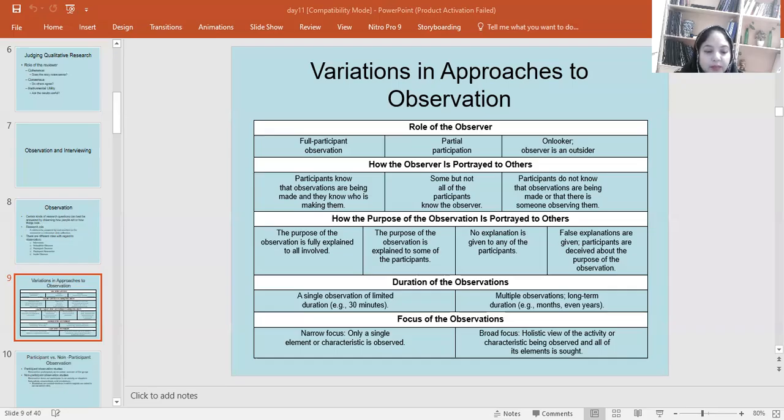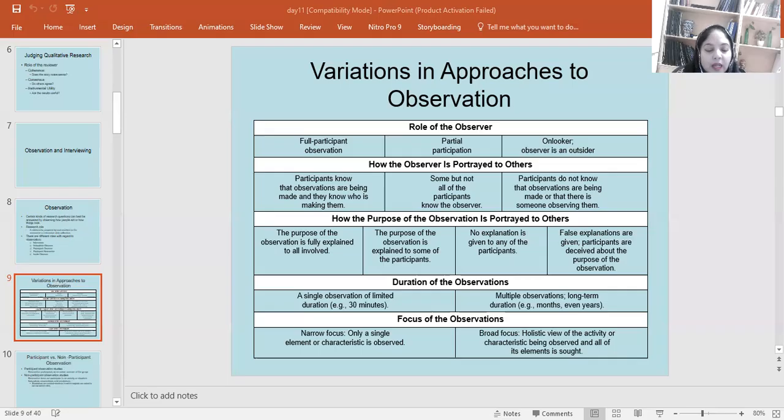Sometimes the purpose of the observation is explained to some of the participants, not all. So that is also a third type. In the third situation, no explanation is given to any of the participants. In a naturalistic setting, when you are performing the role of onlooker, you don't inform anyone. And sometimes you give a false explanation, and participants are deceived about the purpose of the observation.